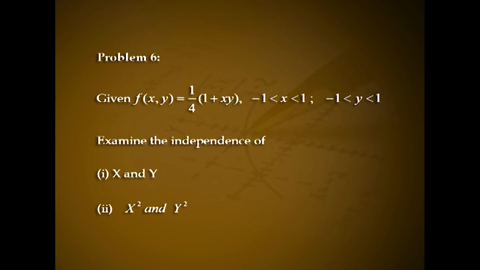Problem 6. Given f(x,y) = 1/4 (1 + xy) for −1 < x < 1, −1 < y < 1.